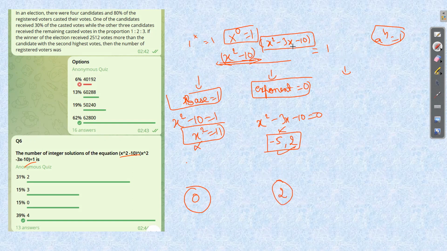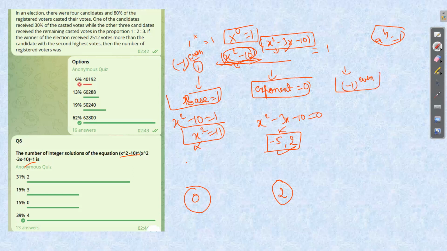Now the third and the most different case. Base becomes minus 1 and the exponent becomes even. Minus 1 to the power even will also result in a positive number. So the third case is minus 1 to the power even. The first thing for this condition is you have to check whether this base can be minus 1.